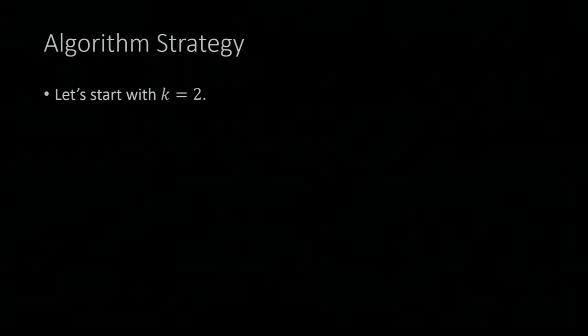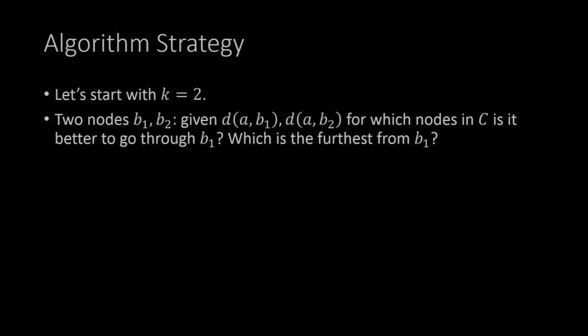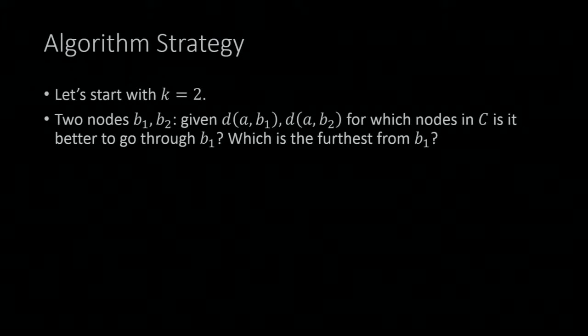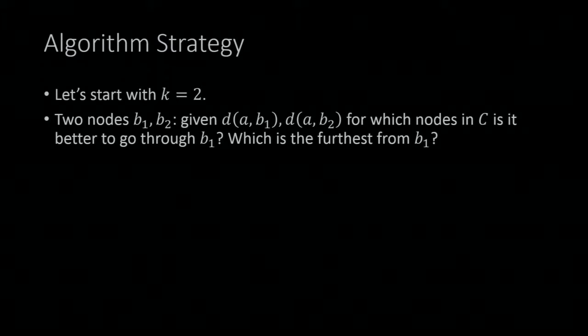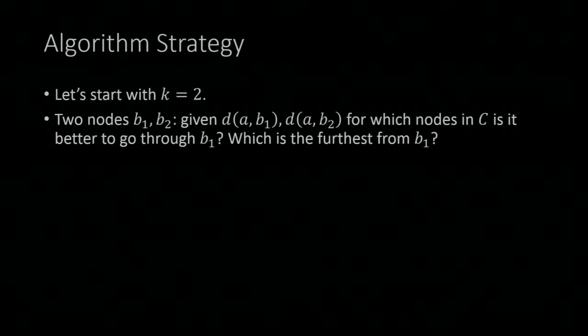So what happens when K equals 2? There are two nodes in the center of our graph, B1 and B2. And suppose we are processing and we find some A and we want to know the answer for that A. All that A really gives us is its distance to B1 and its distance to B2. And the natural question is, which nodes in C is it the right answer to go through B1? And out of all those nodes, which one is the furthest from B1? Because that's the one we actually want to use for A going through B1. And then by symmetry, we can do the same thing for B2, and we would have the correct eccentricity for A.